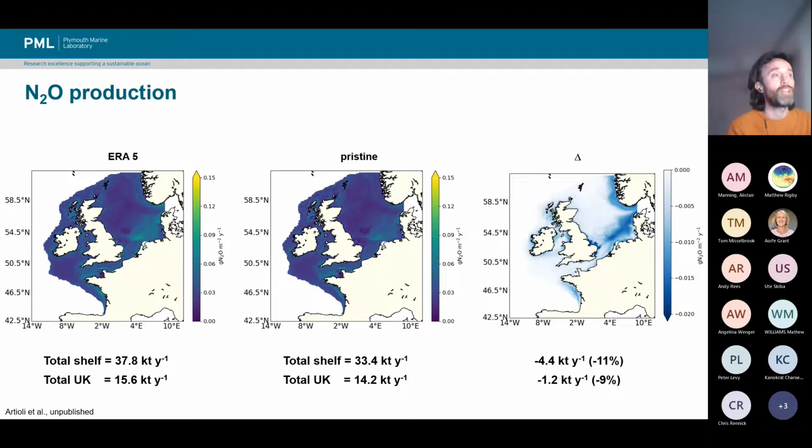It's probably worth mentioning that when I say anthropogenic, it includes everything. It's not just the agricultural component that Tom was showing earlier, but also the wastewater treatment plants, for instance, or industry, or all the other anthropogenic-driven nutrients that are leached into the rivers and then discharged into the marine environment.